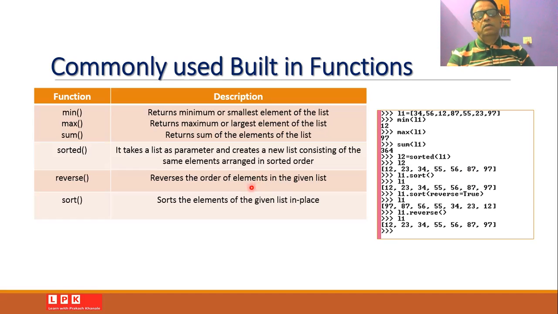Reverse is a built-in function which will reverse the order of elements in the given list. So L1.sort(reverse=True), then you will find that the elements will be sorted in the reverse order. L1.reverse() can also again rearrange the elements in the list so that we will get the original list again.